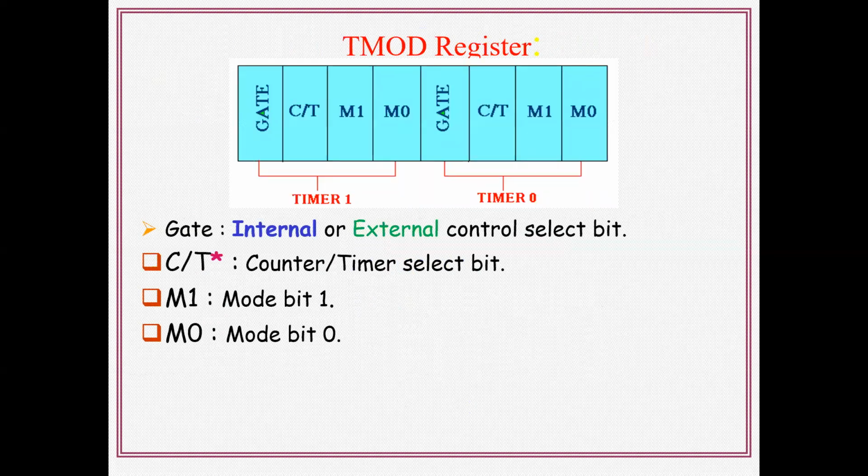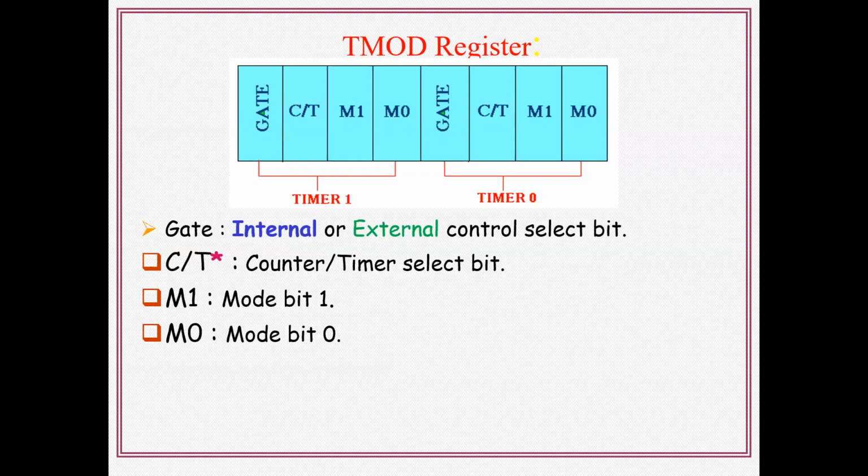First one is the TMOD register. It is an 8-bit register. The first 4 bits are reserved for timer 0 and the second 4 bits are reserved for timer 1. Timer 0 contains M0 and M1, the two mode selection bits: 00 mode 0, 01 mode 1, 10 mode 2, 11 mode 3. So it operates in 4 modes, because with 2 bits, 2 power 2 is 4 selections possible.